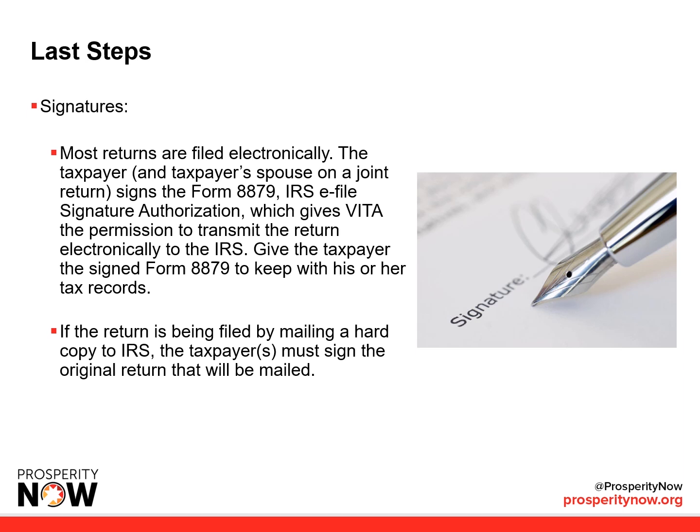Most returns are filed electronically, and the taxpayer and the taxpayer's spouse on a joint return sign the Form 8879, IRS e-file signature authorization, which gives the VITA site the permission to transmit the return electronically to the IRS. Give the taxpayer the signed Form 8879 to keep with their tax records. If the return is being filed by mailing a hard copy to the IRS, the taxpayer must sign the original return that will be mailed.